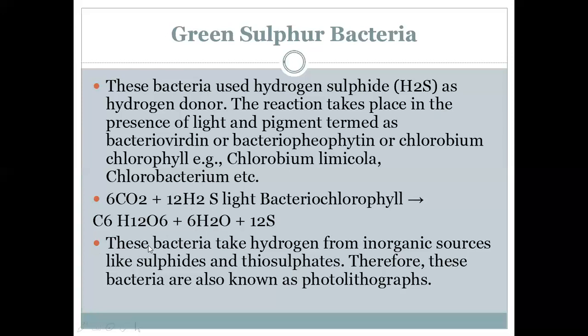Oxygen is not released. These bacteria take hydrogen from inorganic sources like sulfides and thiosulfates. Therefore, these bacteria are also called photolithotrophs. As there is the involvement of inorganic substances in this process, they are called photolithotrophs.